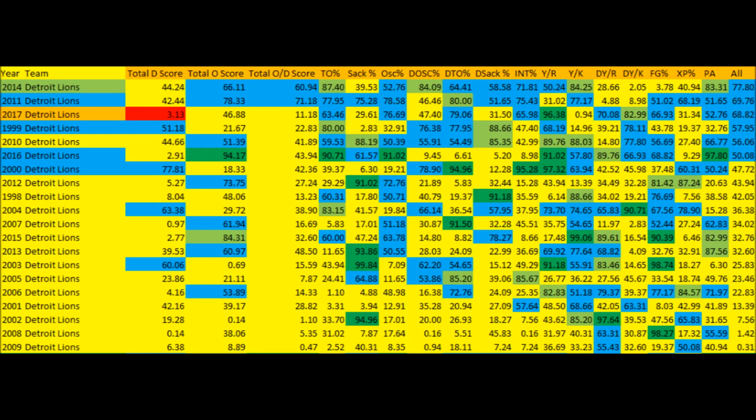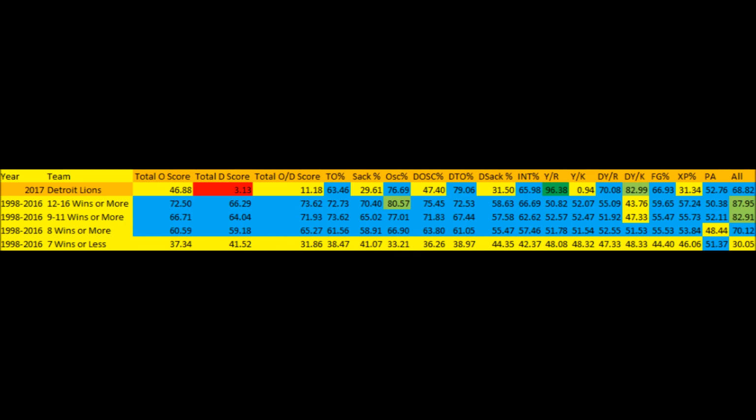Now, when you get into the areas where they need to improve, this chart right here basically looks at what the average score is on all the metric stuff I just talked about. This basically goes over the average score for teams that win 12 to 16 wins or more, 9 to 11 wins or more, 8 wins or more, or 7 wins or less. So this basically just gives you a general ballpark area where they need to get to. It's just sort of a guideline: this is where they are, and they need to get to here in order to potentially become a 12 to 16 win team, a 9 to 11 win team, etc.